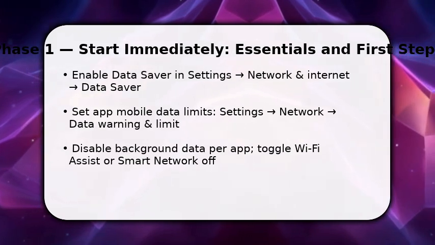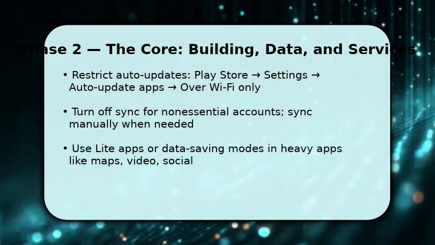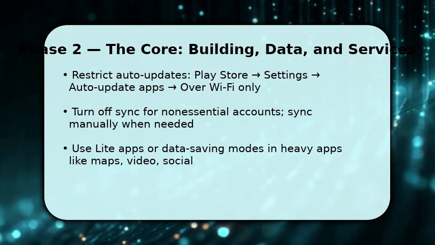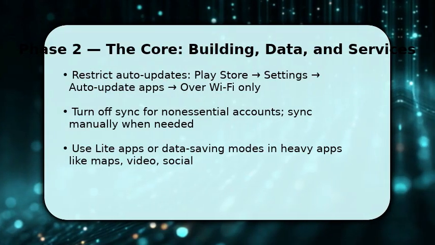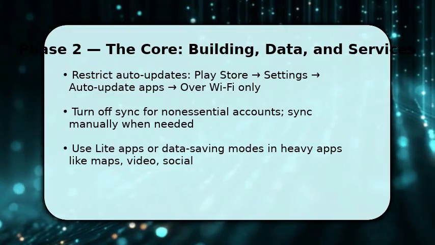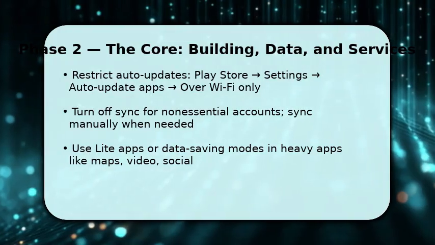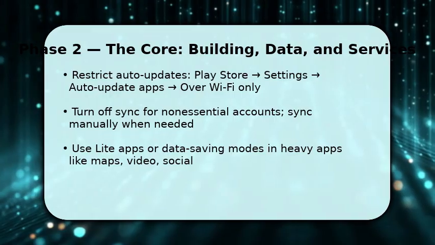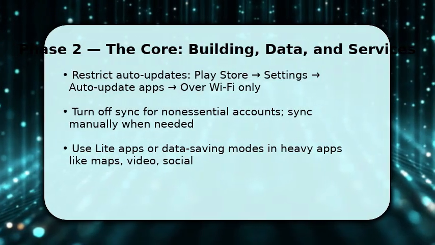Now tighten app behavior. Force Play Store to update only over Wi-Fi so large downloads stop draining mobile data. Then open each account and turn off automatic sync for mail, photos, and social apps. You can sync manually when you want fresh content. Replace full apps with light versions or enable in-app data saver modes for maps and video, because these reduce images and lower bitrate. These middle steps are more detailed, but they finish by changing habits.